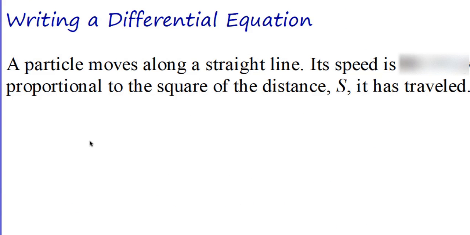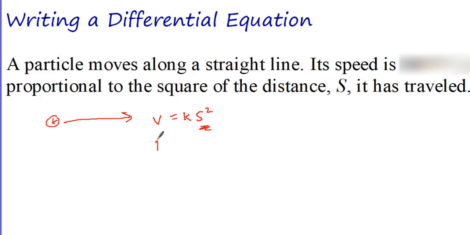Now let's take a look at writing a differential equation given a scenario. It says a particle is moving in a straight line. So we have a particle, moving in a straight line, and its speed, the magnitude of its velocity, is proportional to the square of the distance it has traveled. So its speed is equal to the square of the distance. We're going to label distance as capital S. And we need to put a k in there because of our proportionality constant.